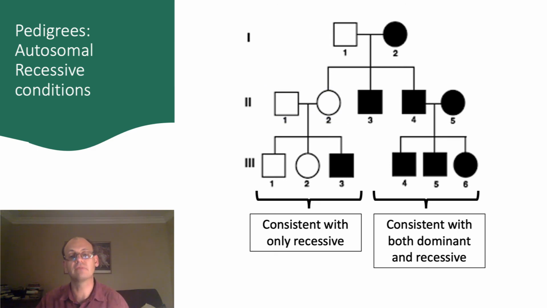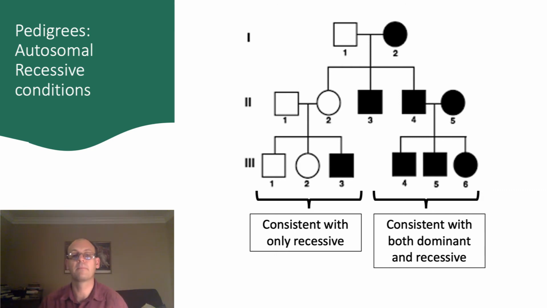So let's see if the right-hand side is at least consistent with being autosomal recessive. Remember that all individuals that are affected with a recessive trait must be homozygous. All of these are homozygotes, and they only pass on the recessive traits to their offspring. Therefore, this is consistent with being recessive. Therefore, the right-hand side is consistent with both dominant and recessive traits, but the left-hand side shows that it must be recessive.